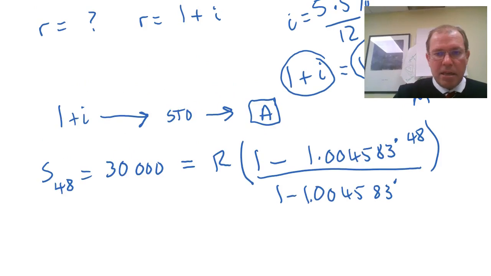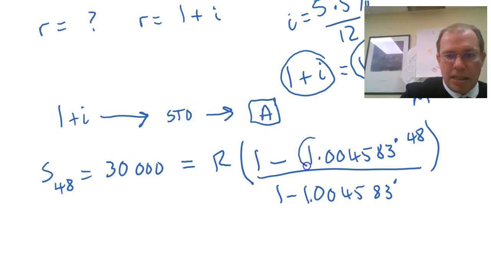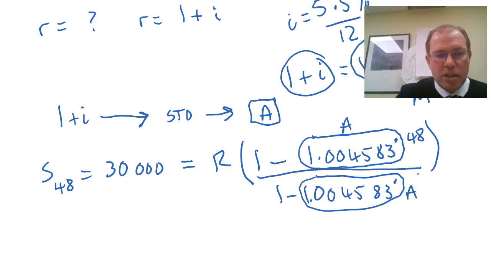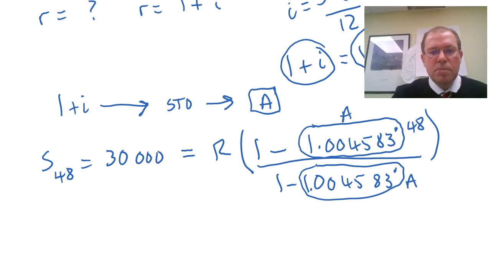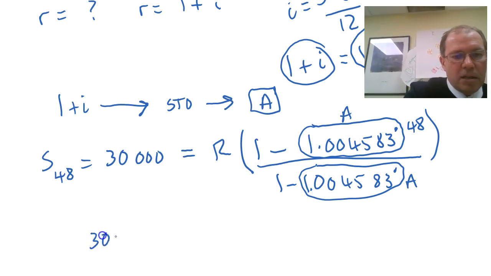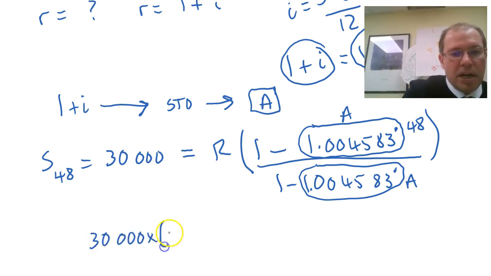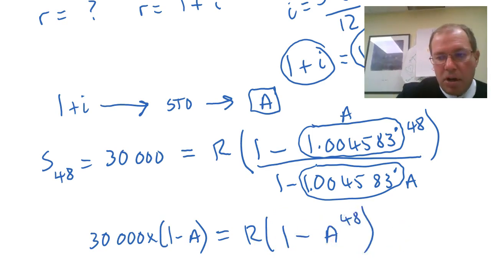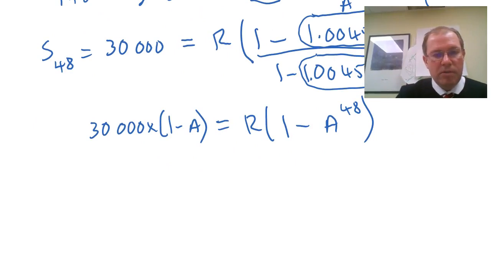This number is in our calculator as A, and this number is A. So all we have to do is rearrange this formula using some simple algebra. We need to multiply both sides by 1 minus A to get rid of the denominator. On my calculator I do 30,000 multiplied by 1 minus A, in brackets, and I get R times 1 minus A to the power of 48. Now I've got a horrible number on my calculator display, and I'm not even going to write it down.